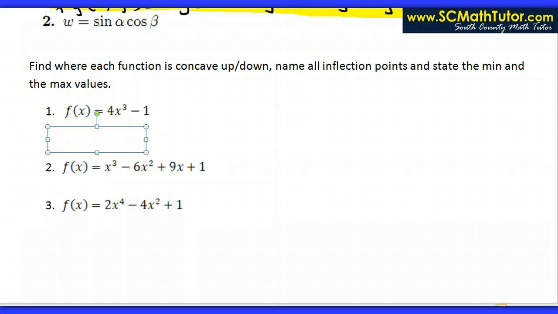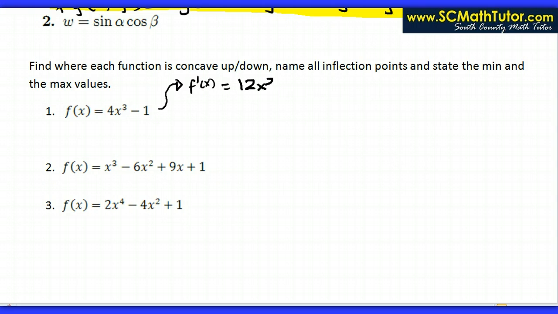Find the critical points. On the function, you want to find the critical point. To find the critical point, find the first derivative. F prime of x would be 12x squared. Find the first derivative, set it equal to 0, and solve for x. Well, x squared equals 0, so the critical point is x equals 0.